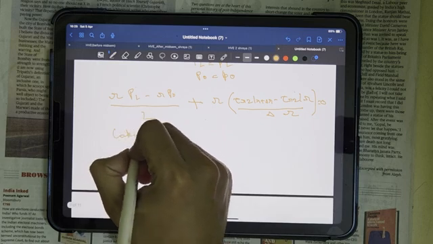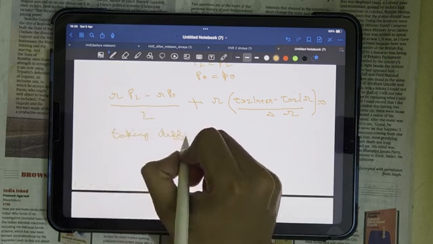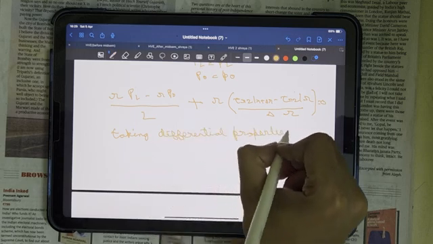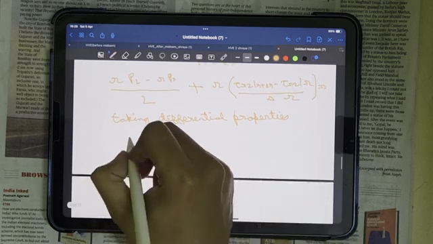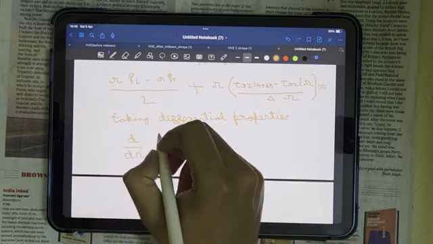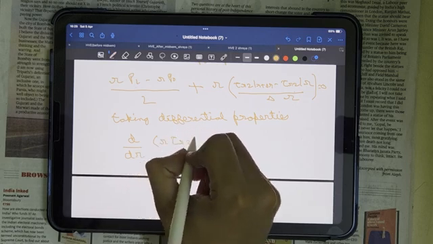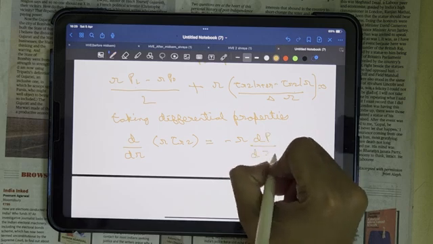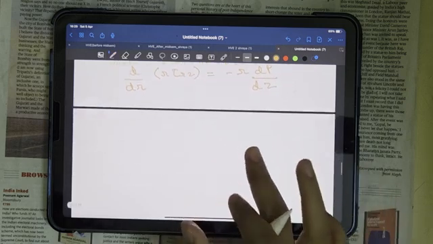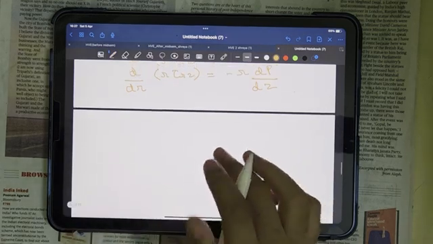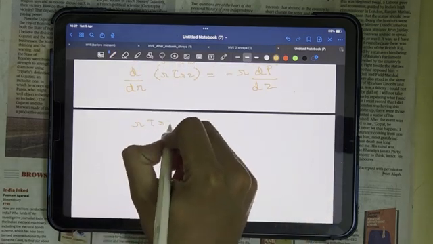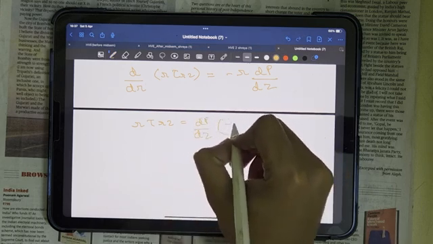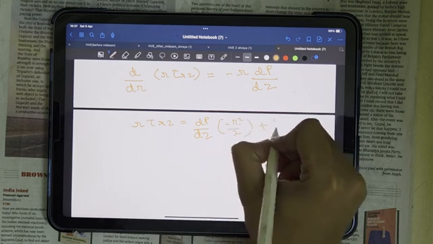Now taking differential properties, the above equation will become d by dr of r tau rz is equal to minus r dP by dz. So now we will integrate this equation. It becomes r tau rz is equal to dP by dz, which will be a constant, into minus r square by 2 plus c1. Now here we will use a logical boundary condition to get c1.